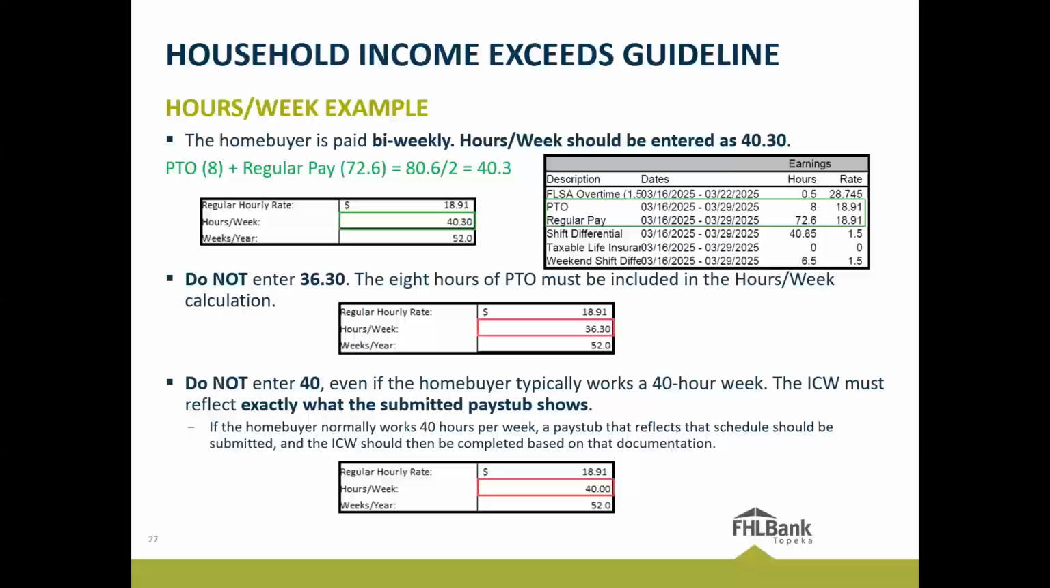They shouldn't be entered as 36.3 because we do have to include the PTO. So you wouldn't just take the regular pay and divide by 2. And it shouldn't be entered as 40 because we are including the PTO. So when you take the 8 hours of PTO plus the 72.6 of regular pay and divide by 2, you get the 40.3. So if they regularly work 40 hours per week and you want to complete the workbook as 40 hours, then a pay stub showing 40 hours is what should be provided to us.